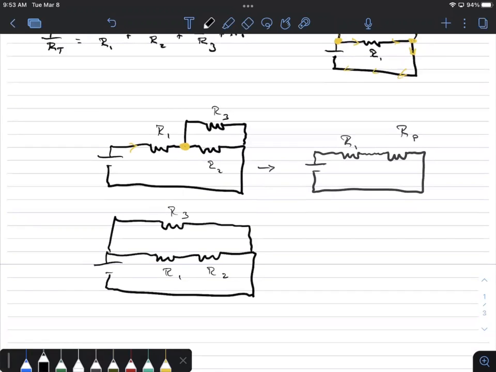Here, I have 3 resistors, just like before, but now I say, okay, there's definitely some parallel stuff going on here, right? R3 is definitely parallel to R1 and R2 in some way. However, is R3 parallel to R1? The answer is no. Is R3 parallel to R2? The answer is no. What R3 is parallel to is the combination of R1 and R2 combined together.